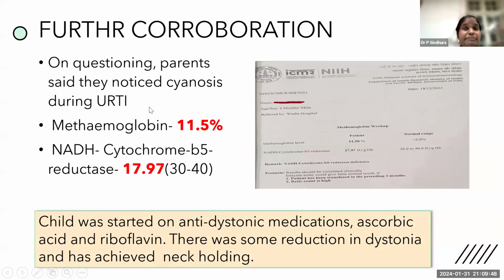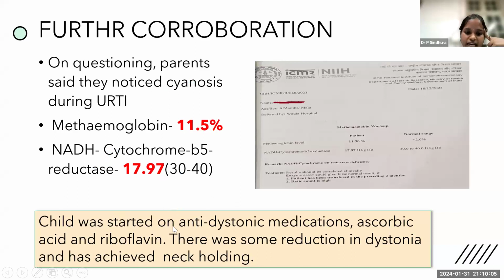Parents said that they might have noticed some cyanosis during a period of URTI. At that time, we checked the methemoglobin level, which was also significantly high, 11.5%. And we did cytochrome B5 reductase levels, which was 17.97, which is reduced.